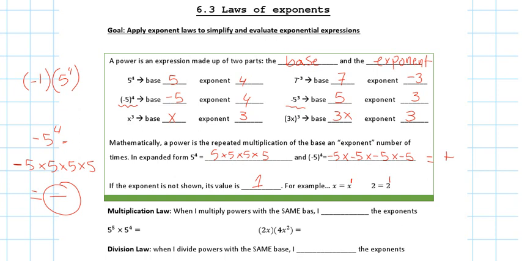I personally don't even bother, right? I know that my answer is going to be positive here, so I don't even bother putting that negative there. I know that my answer is going to be negative here, so I just put 5 to the power of 4 and I put a negative outside. So it's just you knowing what the answer is going to be.